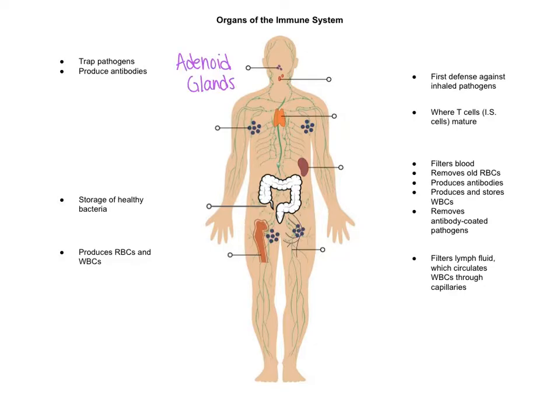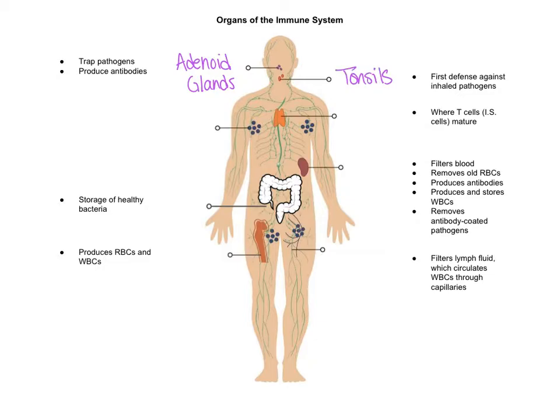Your adenoid glands are located in the roof of your mouth, right behind the soft palate where the nose connects to the throat. They play a really important role in producing antibodies and white blood cells that help fight infections. They are also responsible for trapping pathogens.